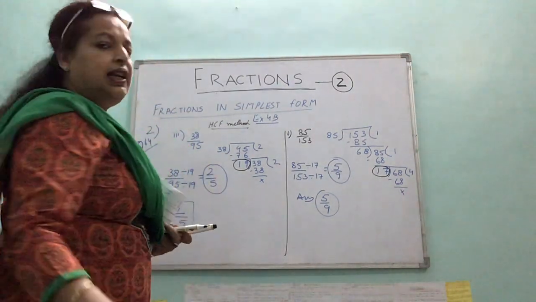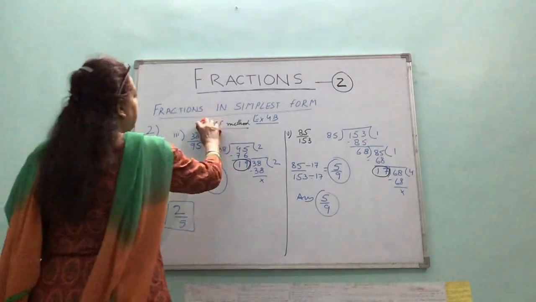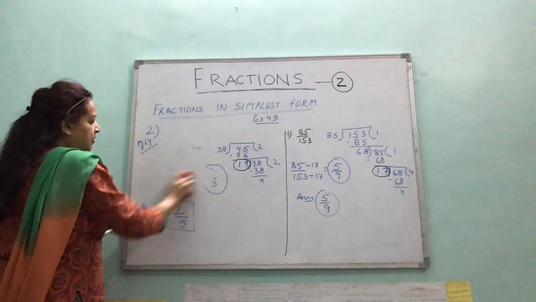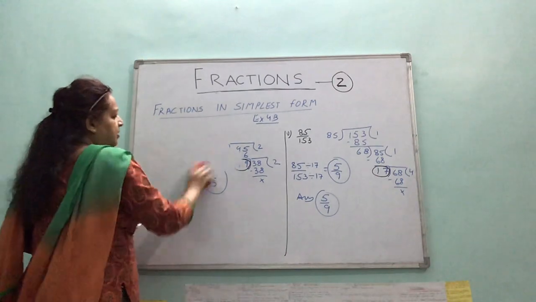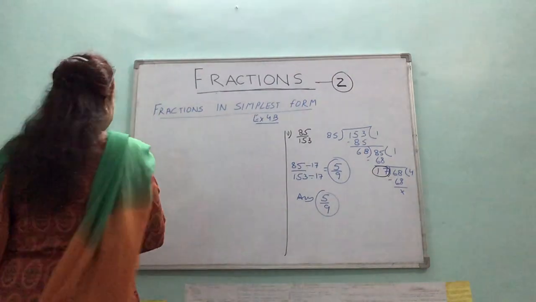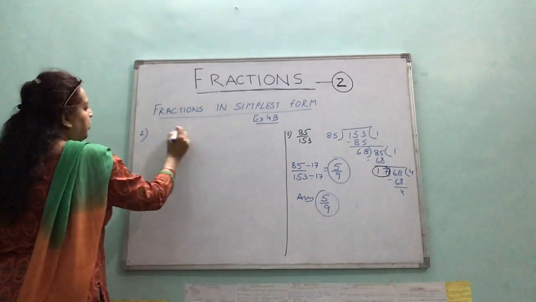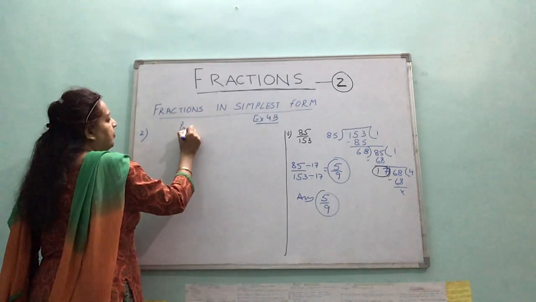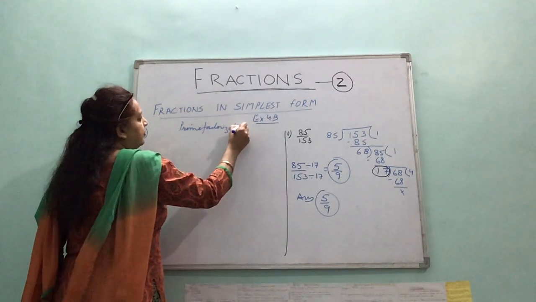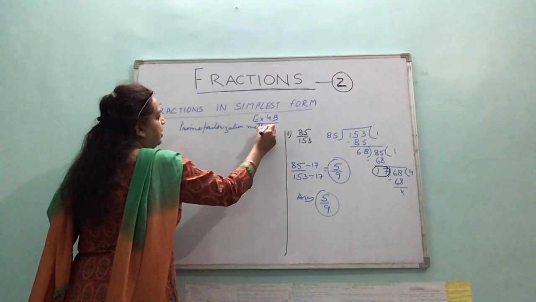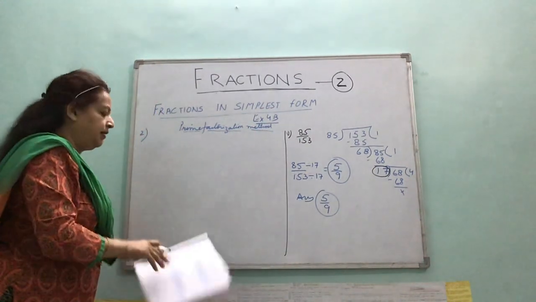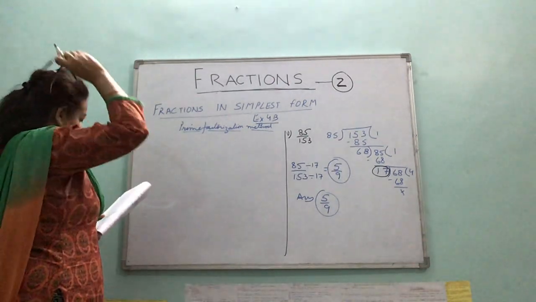The other method, of which I'll take one part, is the prime factorization method. But I think this is easier. I would prefer that you do by this method only, but I'll just guide you as to the other method also. You should do it also. So question number 2, and now the method is the prime factorization method. I'll take one question here.